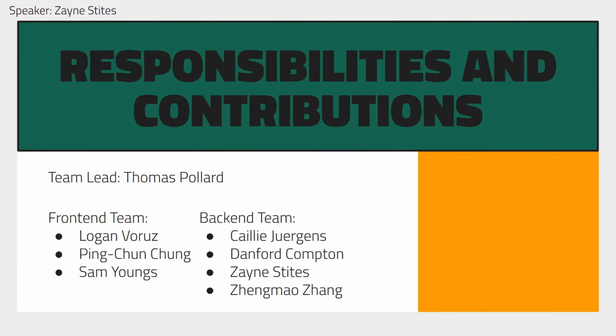Hello, I'm Zayne. At the start of our project, we divided our team into the front end and back end, as is typical for web development. The front end team consisted of Logan, Ping, and Sam. The back end team was Caillie, Danford, Zhengmao, and myself. This allowed us to focus on learning specific tools like React or Flask. We weren't particularly strict on this, as we often ran into situations where the front end couldn't proceed until the back end finished something or vice versa, so people filled in where needed.